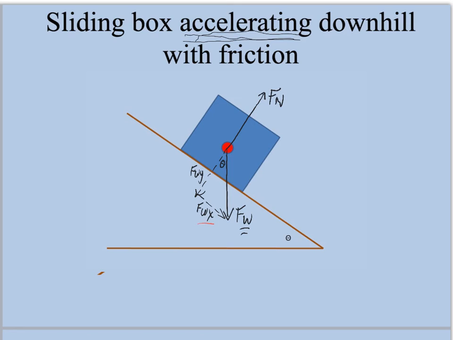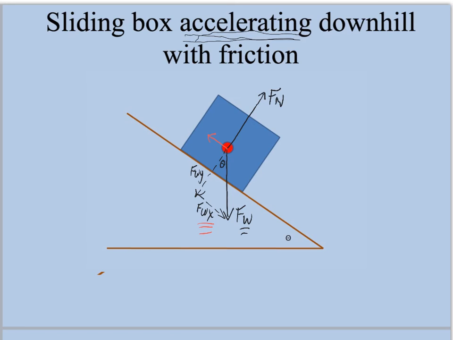Well, FWX is what's pushing it down the hill. That's what's causing it to accelerate. The x component of the weight vector is what's pushing it down the hill. So I'm going to draw my friction vector up the hill, but I'm going to make it a little shorter. And the reason I'm making it shorter is to demonstrate that the friction force is not as great as the x component of the weight.